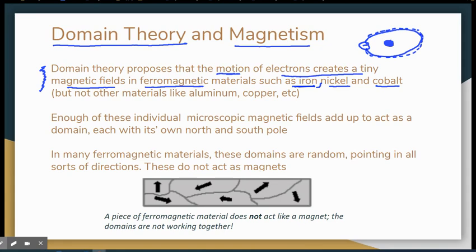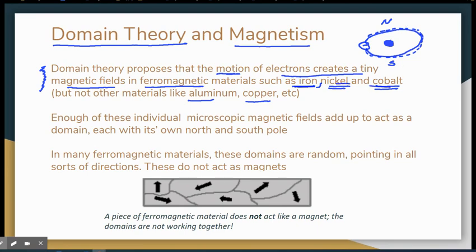Now, it turns out that with iron, nickel, and cobalt, they have a number of electrons that happen to move in a similar direction. Because of this, they create a really tiny atomic-level north and south electromagnet on each of the atoms. Keep in mind, other materials, even metals like aluminum or copper, have electrons that go around in random orientation, so they never work together to create an overall magnetic field. But iron, nickel, and cobalt do.